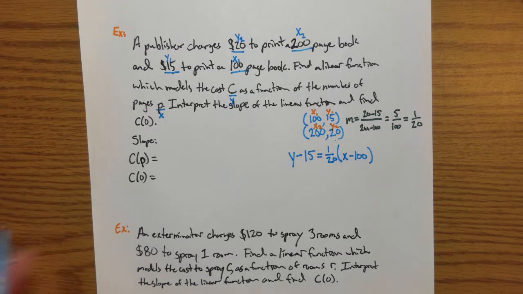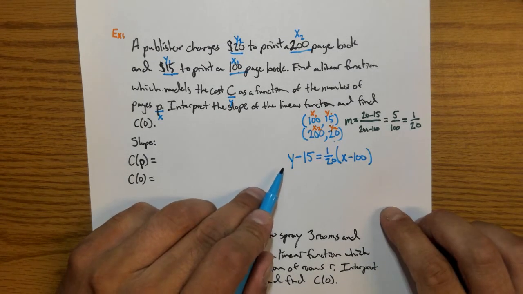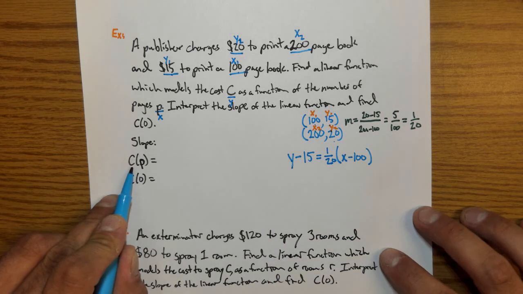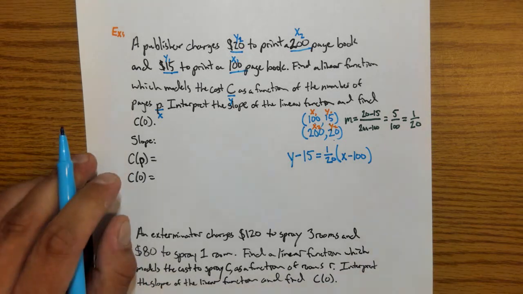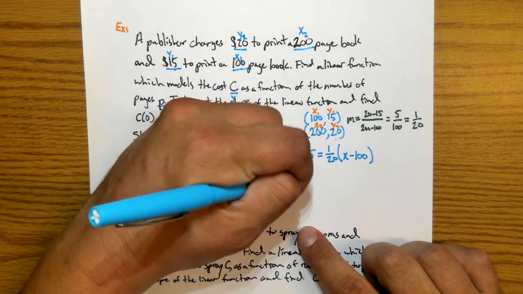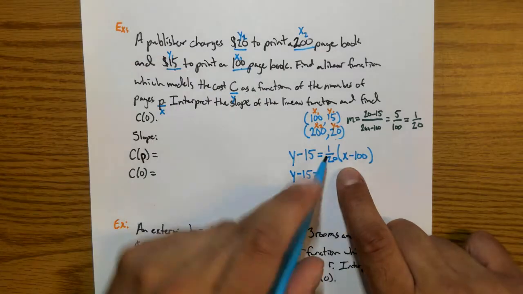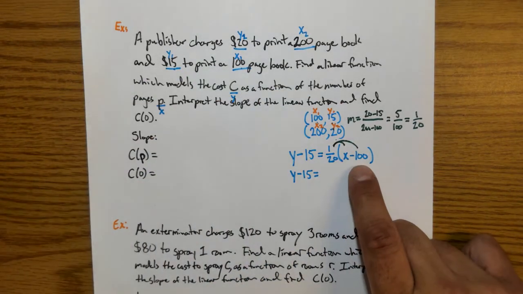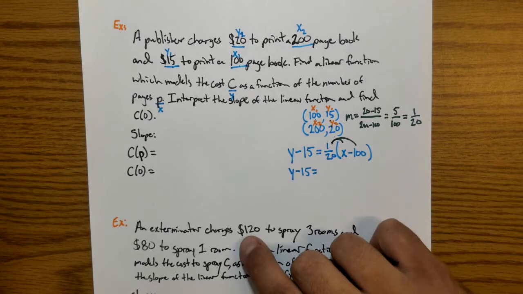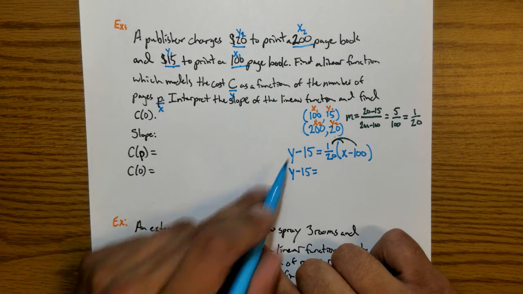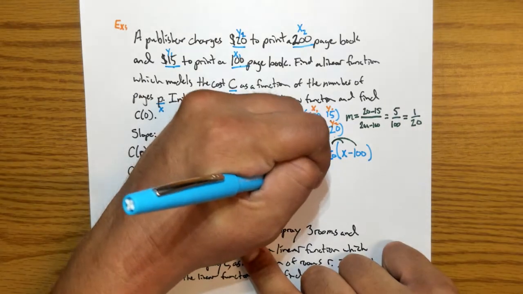So now that we have it in point-slope form, we need to put it into y-intercept form because it's asking us what is C of p, and C of p implies y-intercept form. So let's go ahead and simplify this. Solve for y. So right now I'm going to leave the 15 where it's at because I want to simplify this first. Well, we need to distribute this 1 over 20 to both x and negative 100. So 1 over 20 times x is 1/20 x.